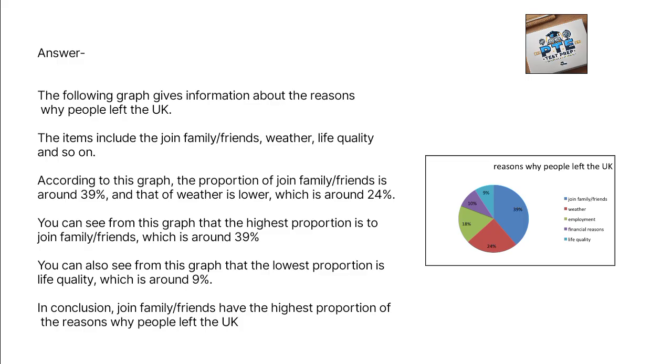is around 24%. You can see from this graph that the highest proportion is to join family friends, which is around 39%. You can also see from this graph that the lowest proportion is life quality, which is around 9%. In conclusion, join family friends have the highest proportion of the reasons why people left the UK.